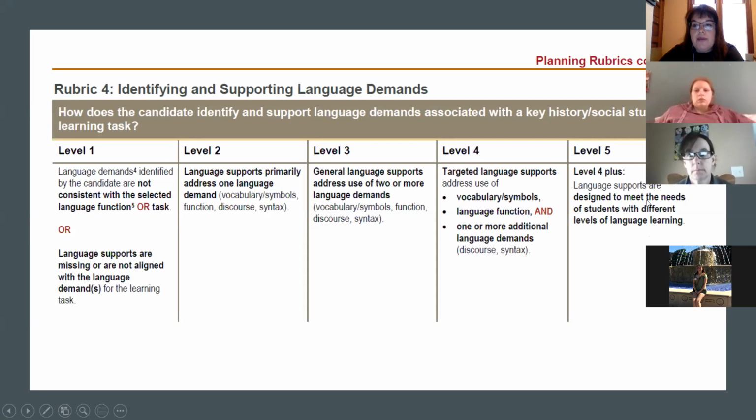Level 4 plus language supports are designed to meet the students with different levels of language and learning. I hope you did this, but you definitely did 4, right? If you filled out an Elmira College lesson plan, you definitely did level 4. Even if you didn't write out the whole Elmira College lesson plan, hopefully we made it such a part of the way you think about planning that you did all those things. You might have to go back and actually do the physical work of typing all those things in, but those things should already be there.